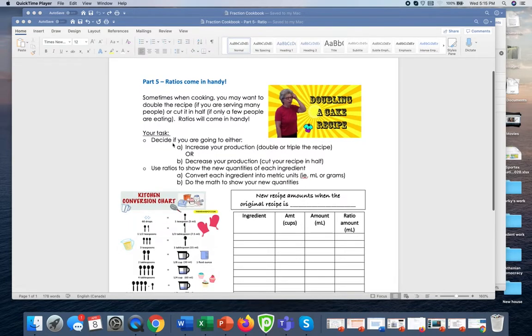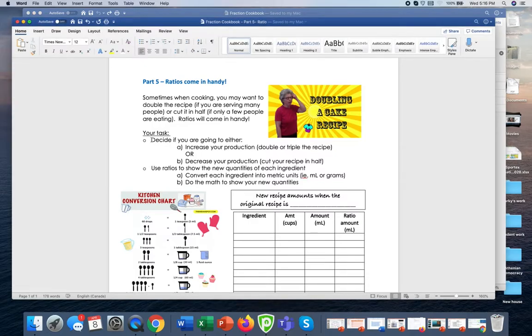Okay, so this is your task. First of all, you have to decide if you are going to either increase your production, or if you're going to decrease your production. So if you're increasing it, it's going to get bigger, obviously. So you're going to maybe double it. And if you're decreasing, it's obviously going to get smaller. So if you're going to do the increasing, you can choose to double or triple. If you're going to decrease, you can just cut it in half.